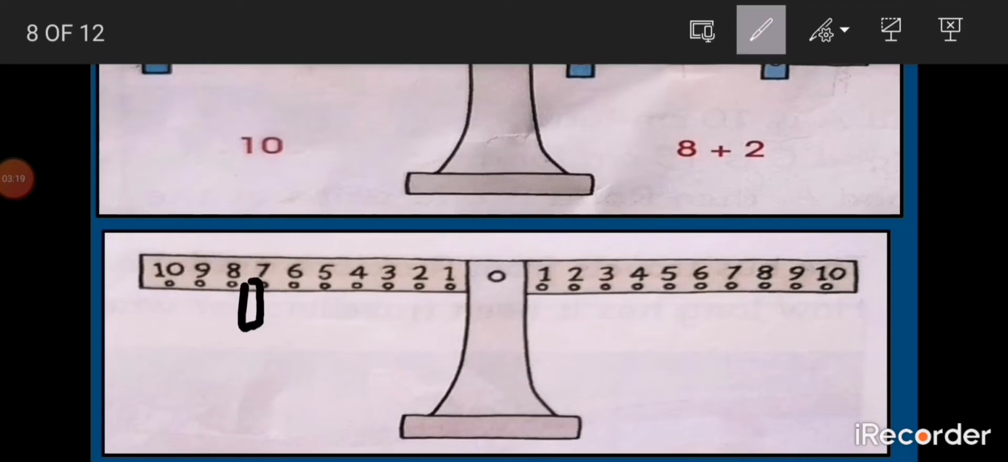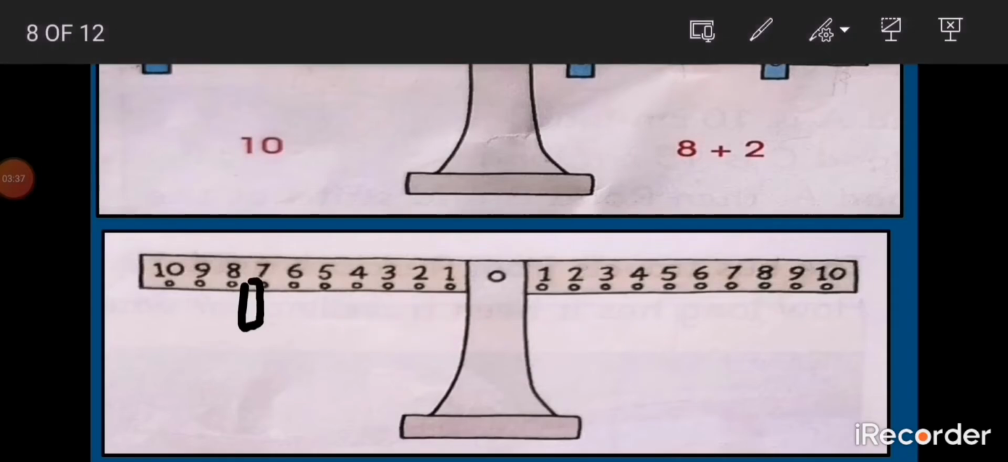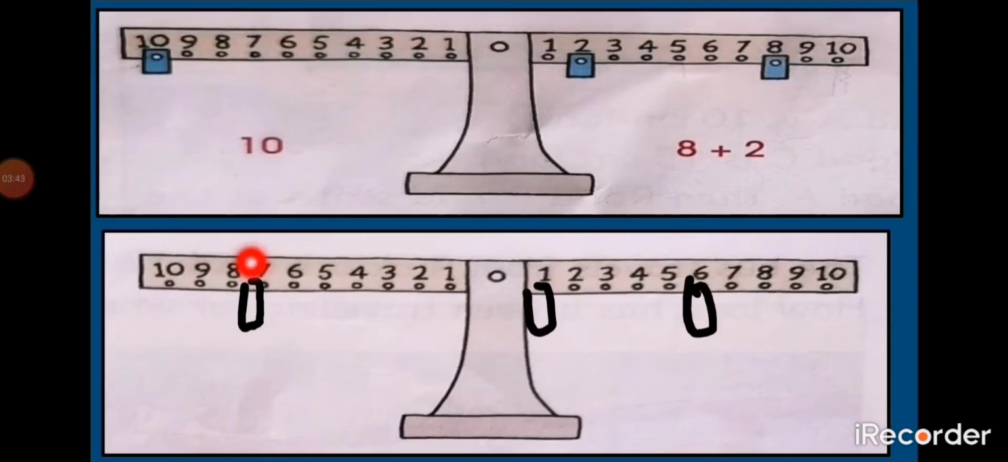So think about it. Again, you will find a number pair of 7. You can start from the first number, or you can start from the number just before 7, that is 6. If you put 6 in mind, now count on: 6 plus 1 is 7. So you can hang the weights on number 1 and 6 to balance number 7 on the other side.